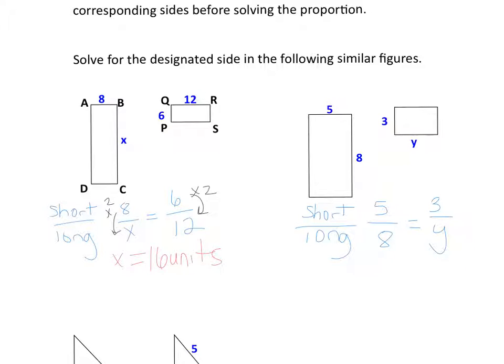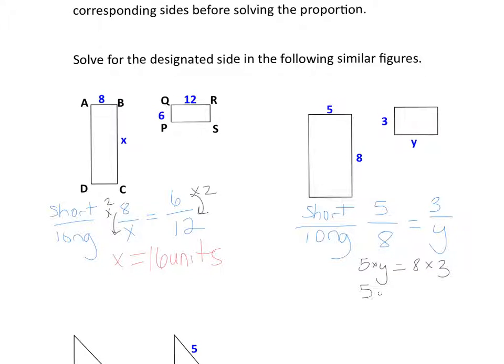Now we use our knowledge of proportions. 5 times y equals 8 times 3. We can't do what we did on the first one where we saw the relationship because we don't know at the top of our head how to get from 5 to 8 or 5 to 3 or 3 to 5. So therefore, we have to cross multiply.